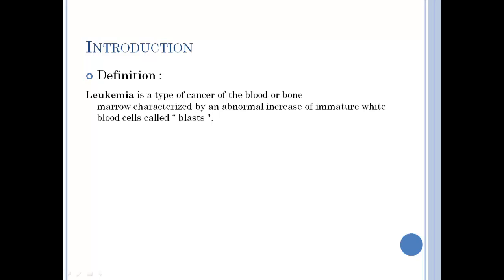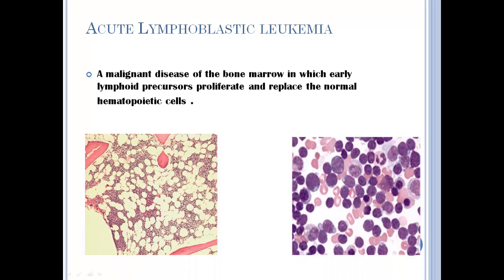Leukemia can be classified according to duration into acute and chronic, which lasts for more than 6 months. In this video, we are going to talk in detail about acute lymphoblastic leukemia. Acute lymphoblastic leukemia, aka ALL, is a malignant disease of bone marrow in which early lymphoid precursors proliferate and replace the normal hematopoietic cells.